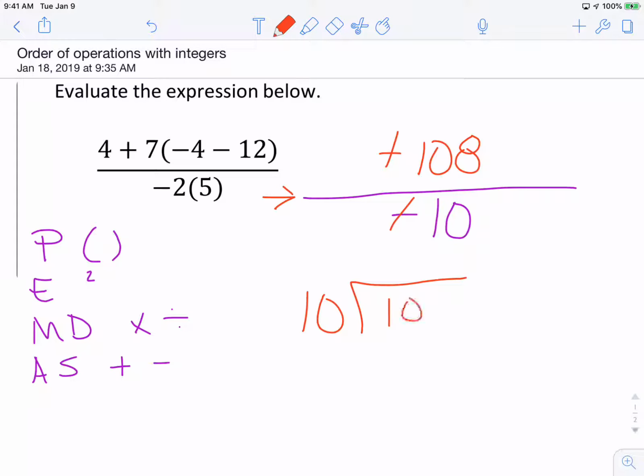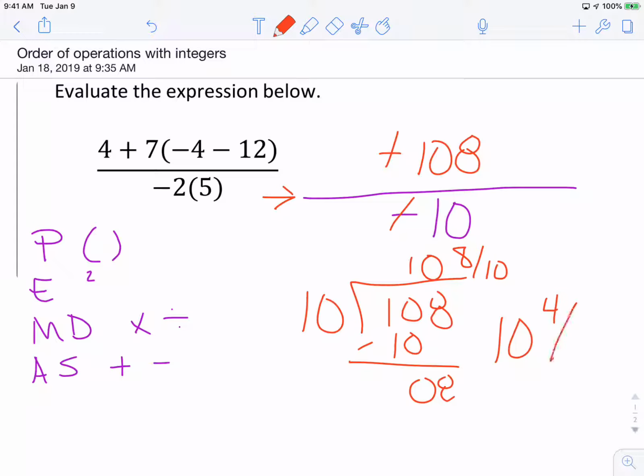Okay, so 108 divided by 10. So my answer is 10 and 8/10. And if I reduce it, it's 10 and 4/5.